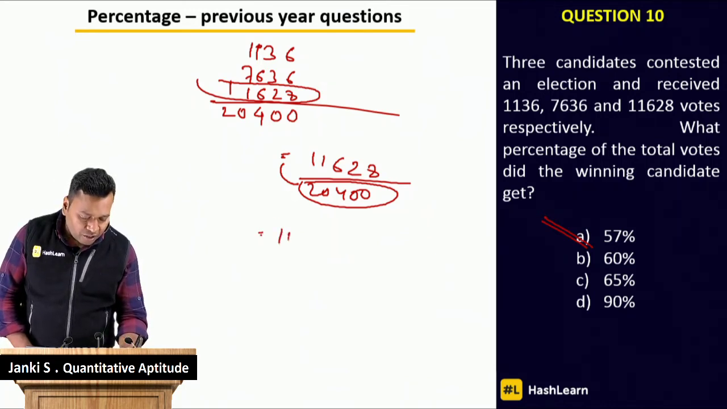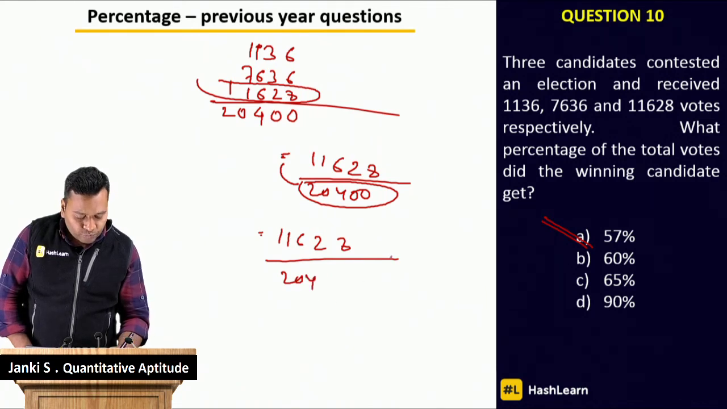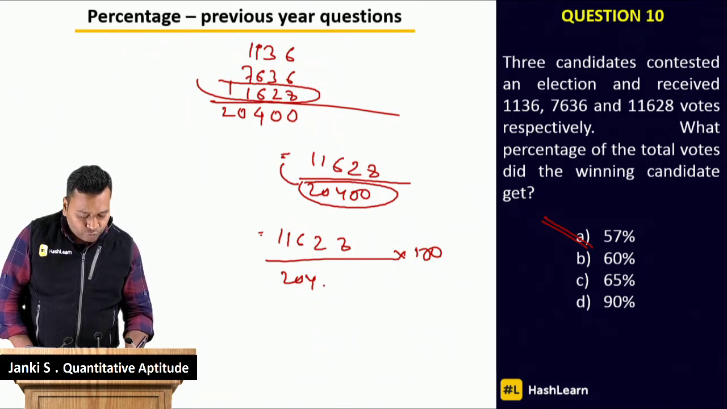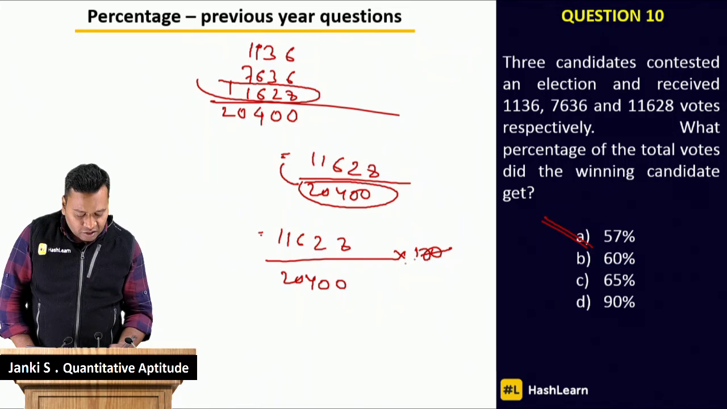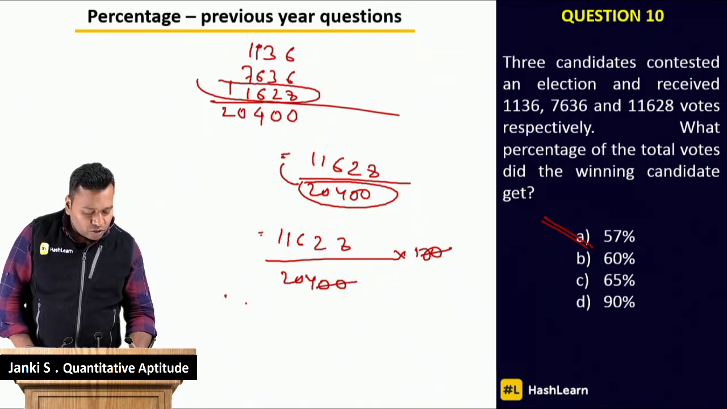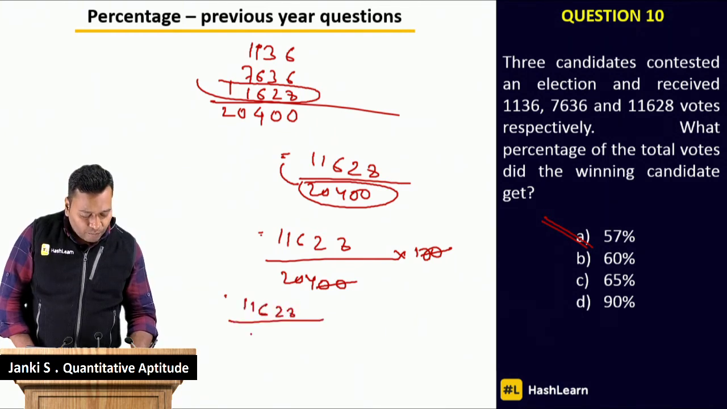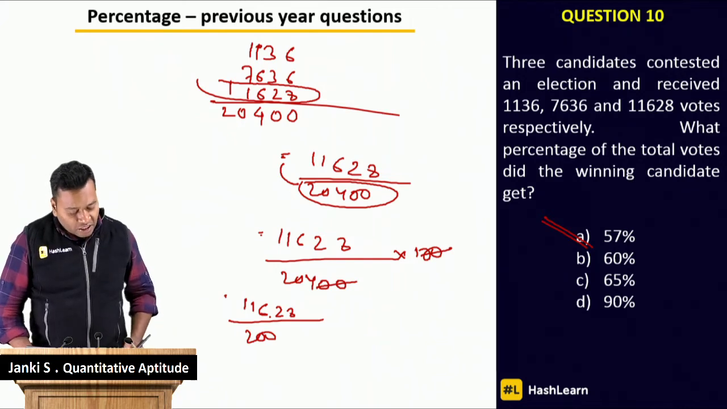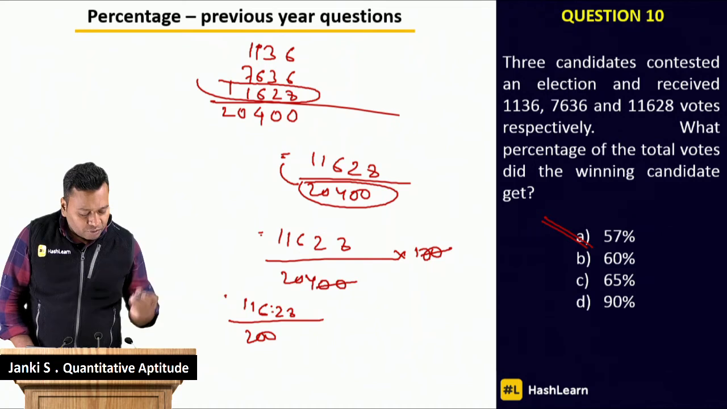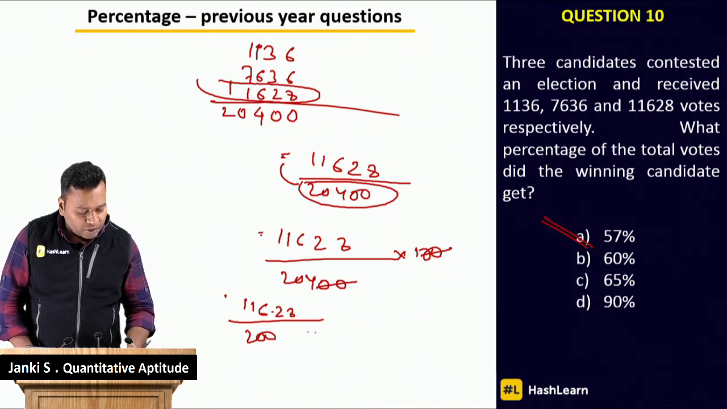So I could have calculated 11628 divided by 204 into 100, right? I could have calculated the value in this format with 204,000. But the other thing you can do is take 11628 by 200, because it will be easy for me to calculate with 200. I have just shifted the decimal on this side and I'm dividing.